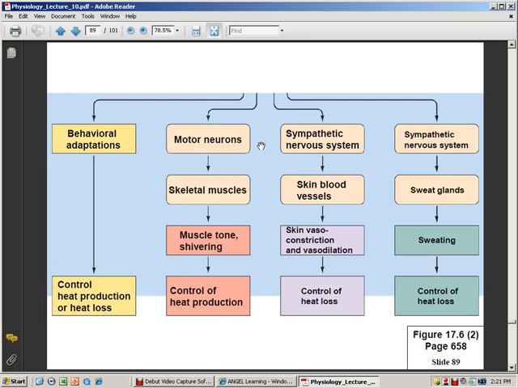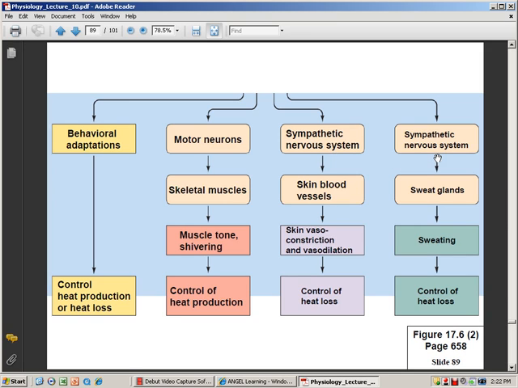Survival. All right, so the motor neurons. If you're cold, what are the motor neurons going to do? Motor. What are they controlling? They're controlling skeletal muscles, so they're going to make you start shivering, right? So you start shivering. The sympathetic nervous system, what's it going to do? It controls your blood vessels. What's it going to do to your blood vessels if you're cold? It's going to constrict them, squeeze them down. What's it trying to do? Push the blood as much into the core as it possibly can, and into the brain, right?